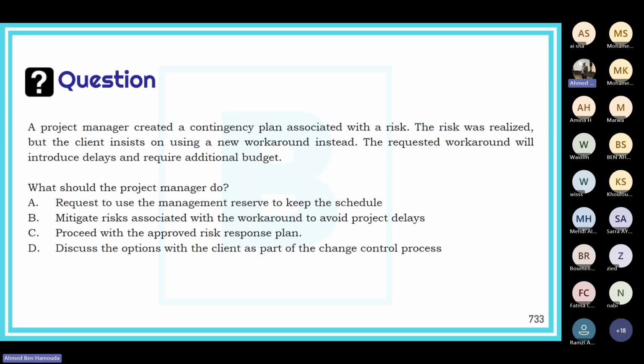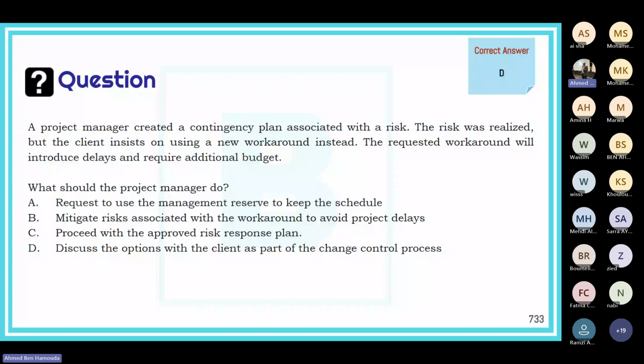process. Now, definitely we cannot proceed with the approved risk response plan because the client is insisting on using a new workaround. However, this new workaround might cause delays and additional budget. Therefore, we need to discuss with the client about these potential delays and additional budget as part of the change control process, which means we will proceed with the workaround that the client proposed or insisted on, but we definitely need to discuss with them how to handle these delays and additional budget or additional cost as part of the change management process. Okay.